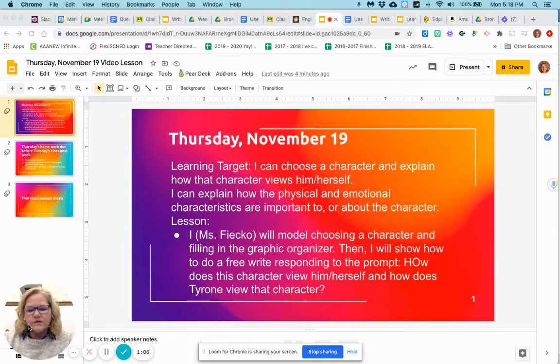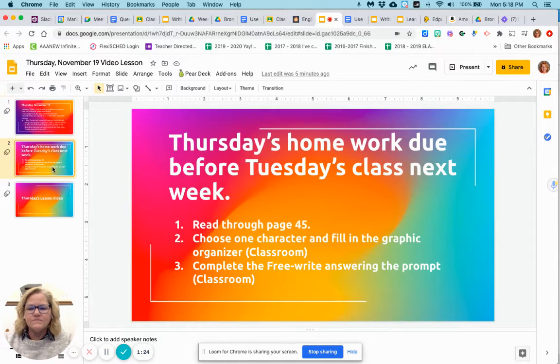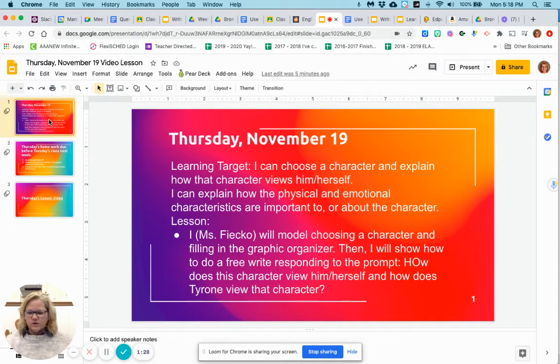I'm going to model choosing a character and filling in the graphic organizer, and then I'll show you how to do a free write responding to the prompt: How does this character view him or herself, and how does Tyrone view that character? And that answers our learning target. So, before I pop over to your homework, I just want to talk to you a little bit about the character that I've chosen, and I'm looking for my book.